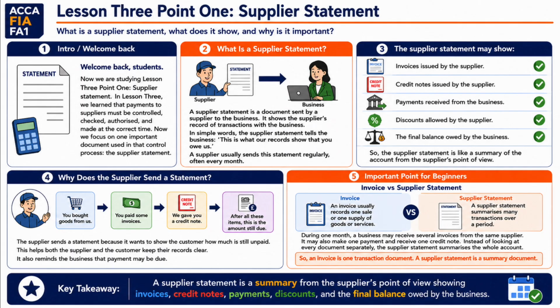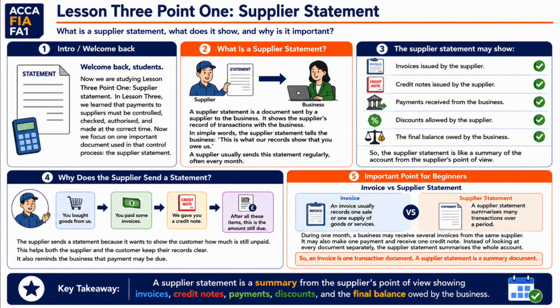The supplier statement may show invoices issued by the supplier, credit notes issued by the supplier, payments received from the business, discounts allowed by the supplier, the final balance owed by the business. So, the supplier statement is like a summary of the account from the supplier's point of view.